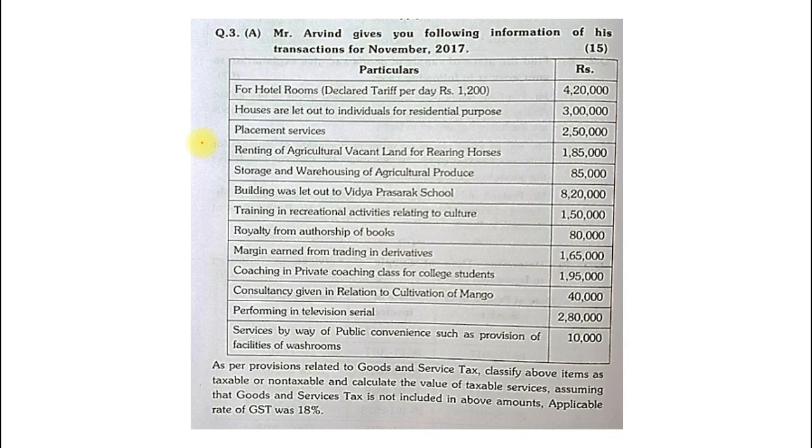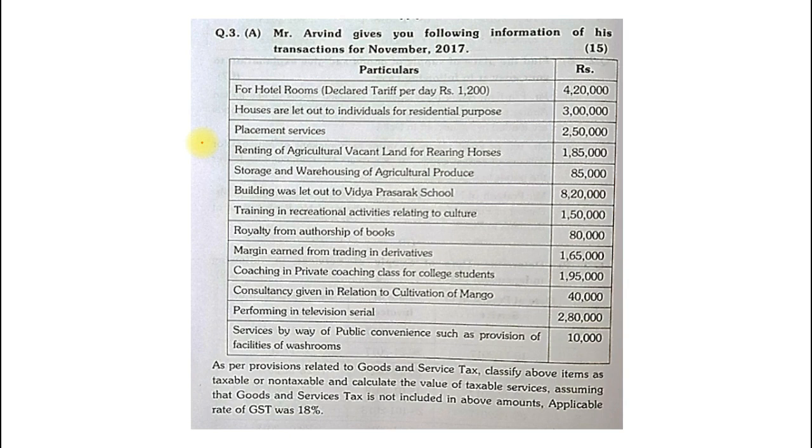So they are giving you particulars: hotel rooms, houses let out to individuals for residential purpose, placement service, renting of agricultural vacant land, storage, building, a lot of things. They are giving you a lot of transactions. After that, they told you, as per the provisions related to goods and service tax, classify the above items as taxable or non-taxable and calculate the value of taxable services, assuming that goods and services tax is not included in the above amount, and the applicable rate of GST was 18%.